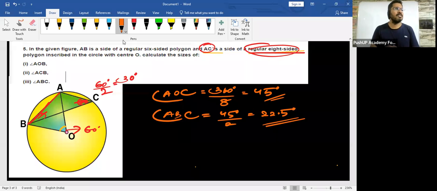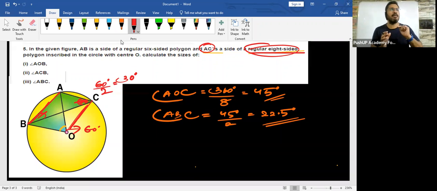Okay. Hey, children, please understand. They have given you chord AC and they have mentioned that AC is the side of a regular octagon. The moment you see the words regular octagon, think of this property. How much would that chord subtend at the center of the circle? In a regular octagon, how many sides are there? 8 sides. So AC will be subtending how much at the center? 360 by 8, that is equal to 45 degrees.